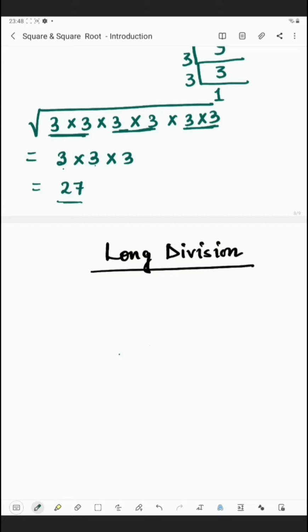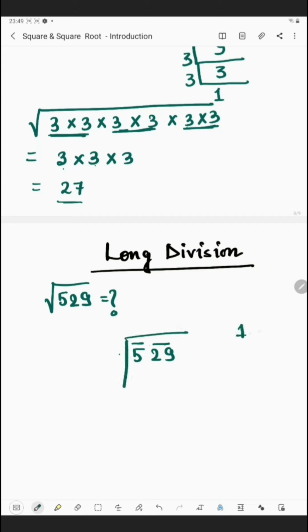Now our last method is the long division method. Using the help of the long division method, we will find the square root. Okay, so let us take an example. Say we will have to find the square root of 529 by the long division method. So at first we have to make pairs. These two will make a pair, and the one which is left out will be considered as one pair. So at first we will make pairs by putting a bar, and in the next step we will have to take the square number.